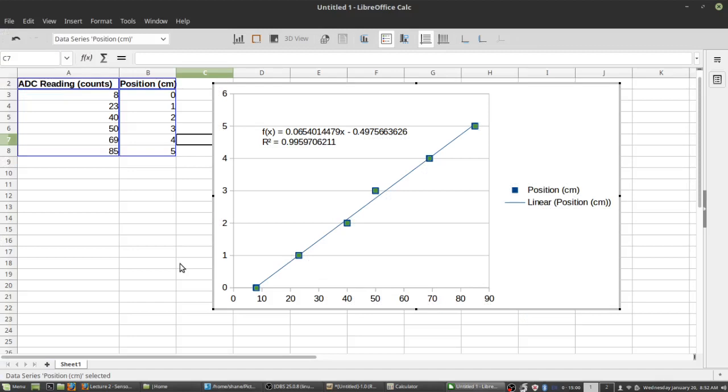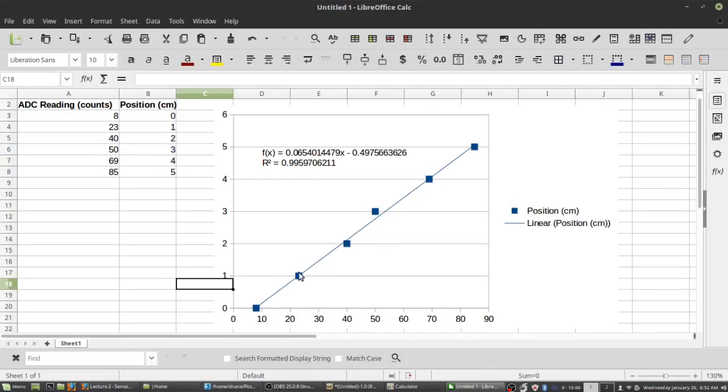When we look at this now, it's pretty good. This point right here looks like a little bit of an outlier. It looks like we might have had some sort of error there. You might want to redo that until you have a nice line, or you could measure the points multiple times and take averages. There's lots of different ways that you can do something like that.